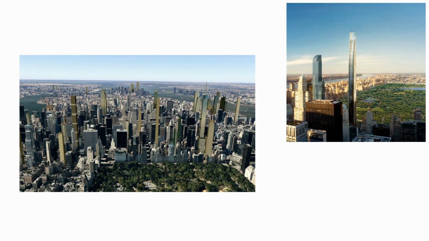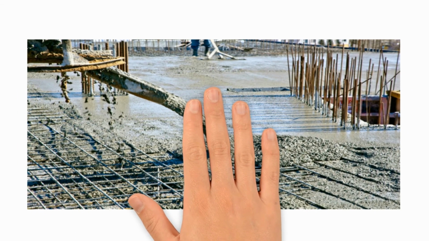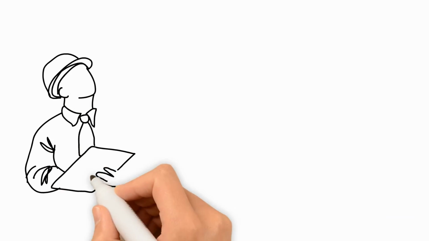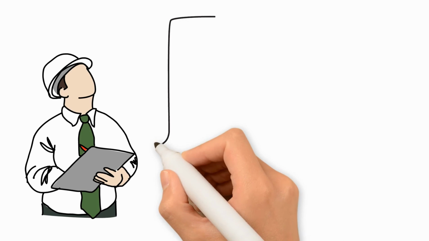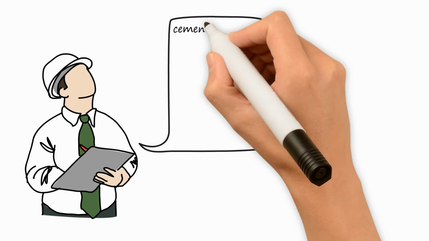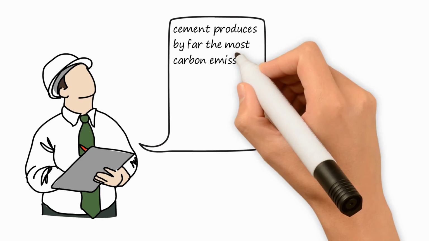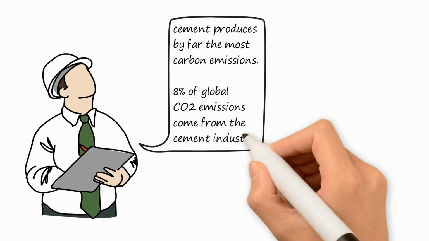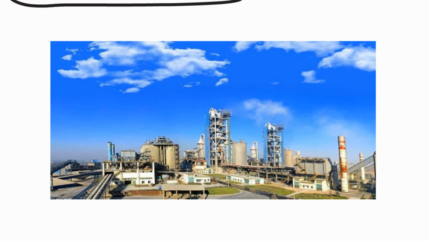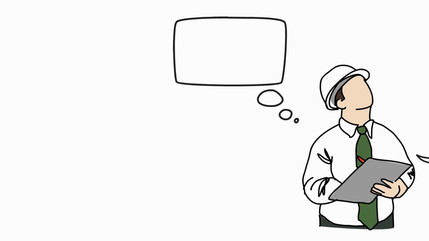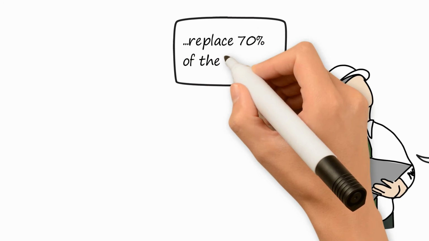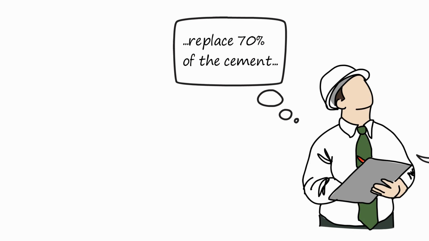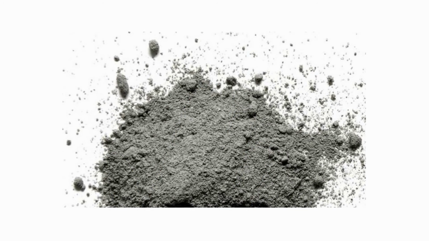432 Park Avenue is made almost entirely from reinforced concrete. Out of all the materials in concrete, cement produces by far the most carbon emissions. 8% of global CO2 emissions come from the cement industry. For improved sustainability, the concrete mix had 70% of the cement replaced with constituents of clay soils with a much lower embodied carbon. High quality concrete finishing avoids the need for surface cladding on the building facade.